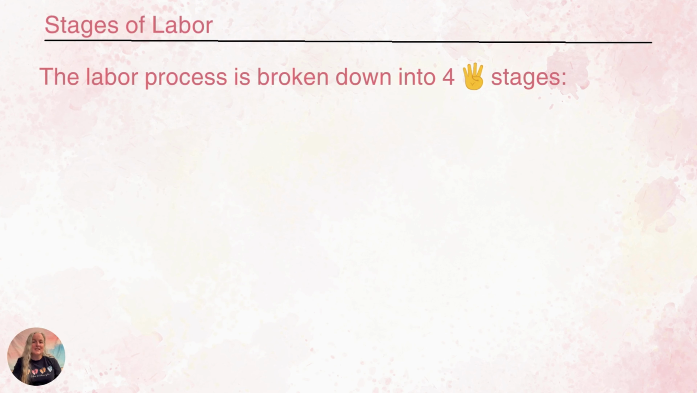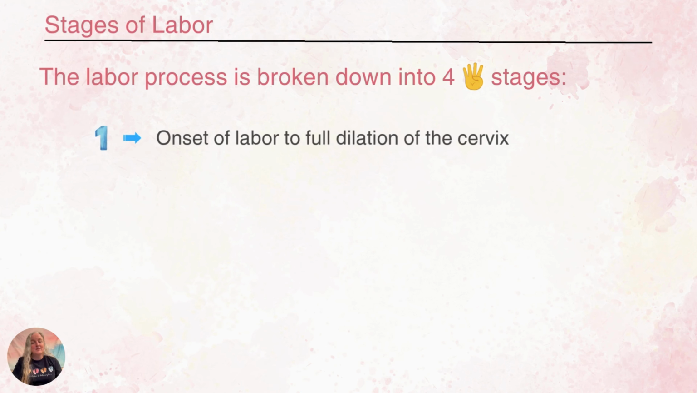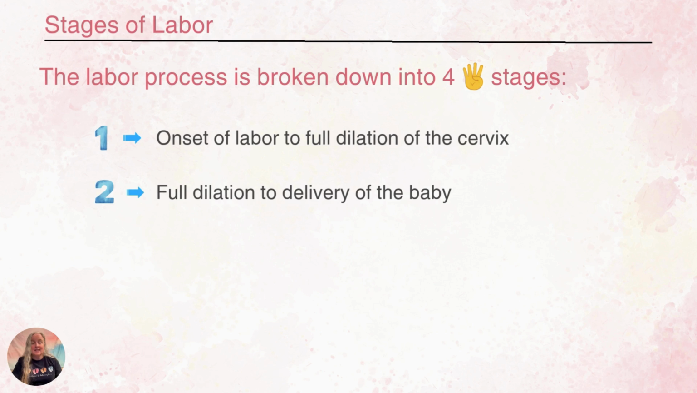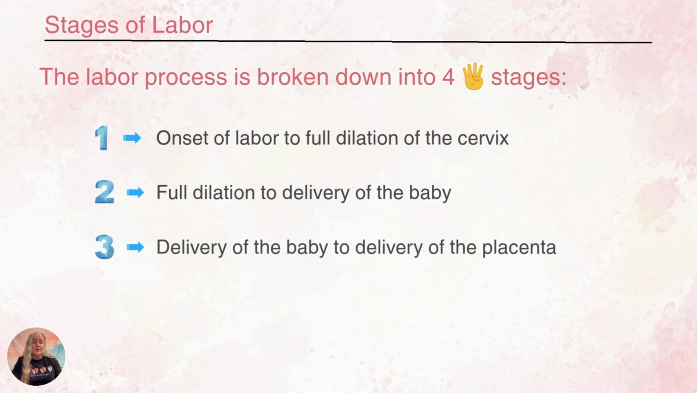The labor process is broken down into 4 stages. The first stage of labor is from onset of labor to full dilation of the cervix. The second stage of labor is from when the cervix is completely dilated to delivery of the baby. The third stage of labor is from when the baby is born to when she delivers the placenta. And then the fourth stage of labor will be the first 2 hours after delivery.